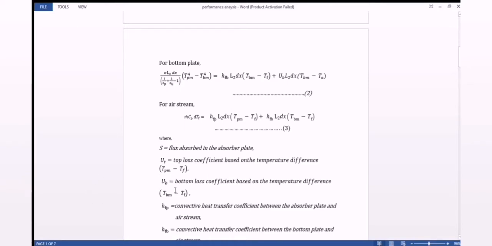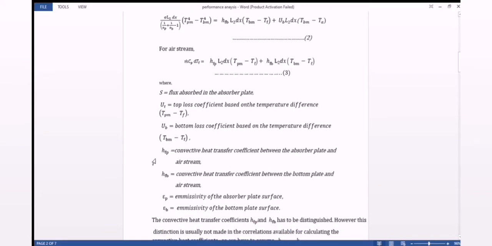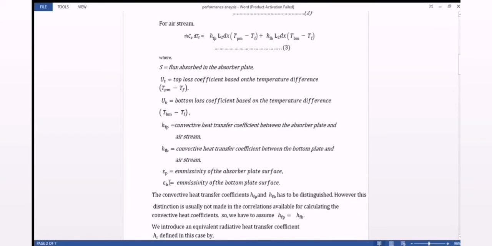Similarly, UB is the bottom loss coefficient based on the temperature difference TBM minus TF, where HFP is the convective heat transfer coefficient between the absorber plate and airstream. HFB is the convective heat transfer coefficient between the bottom plate and the airstream. Epsilon P is the emissivity of the absorber plate surface and epsilon B is the emissivity of the bottom plate surface.